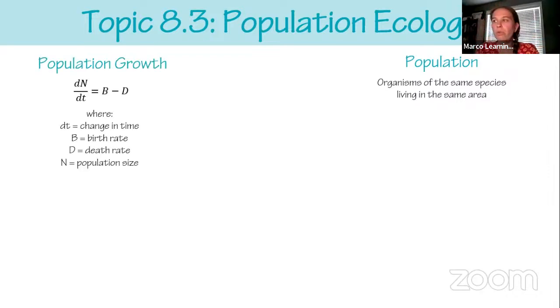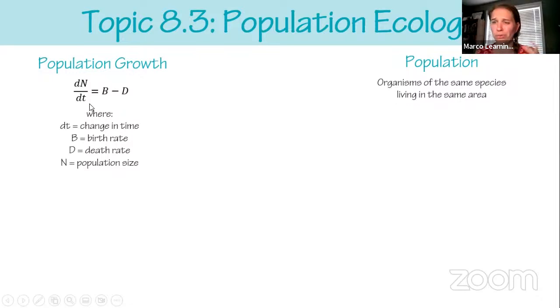So population growth is referring to how the population grows over time. If you have calculus, you know that this is the derivative. So dN over dt. All this is looking at is the change in our population size over the change in our time. It's going to be B minus D.